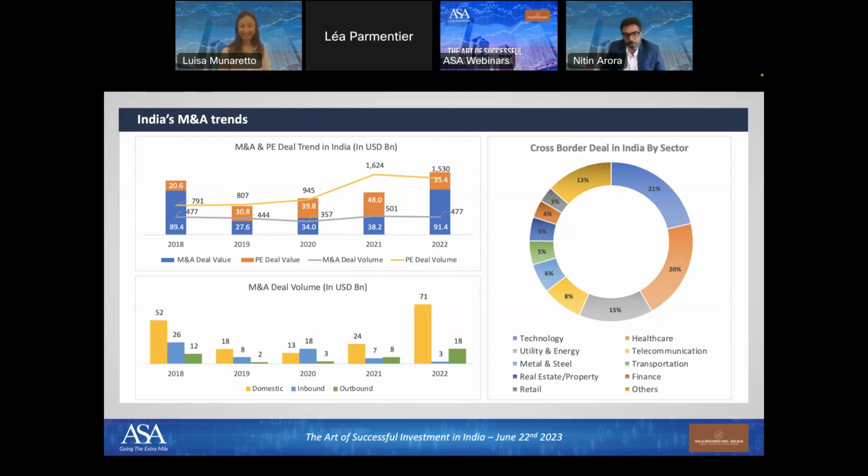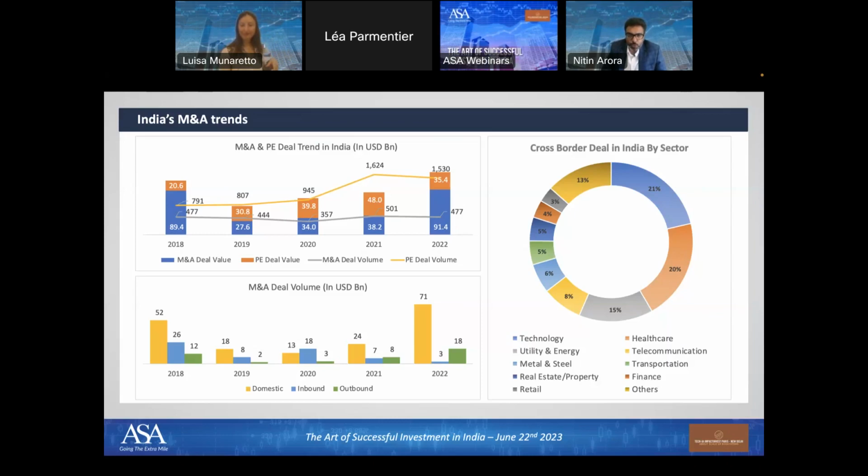Before I talk about the factors we need to take care of in India investment, let's talk a little bit about the M&A trends, because that's what we are essentially talking about. If we talk about the M&A trends in India for the last few years, we can see that in 2021, there was subdued activity both on the M&A side as well as the private equity side.